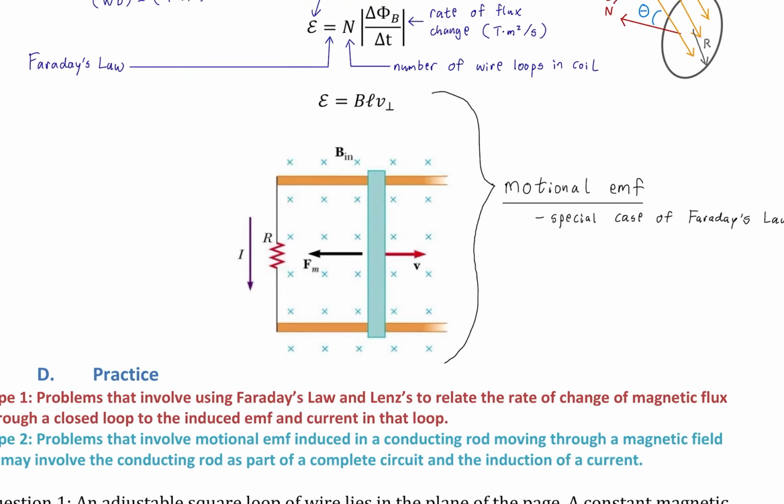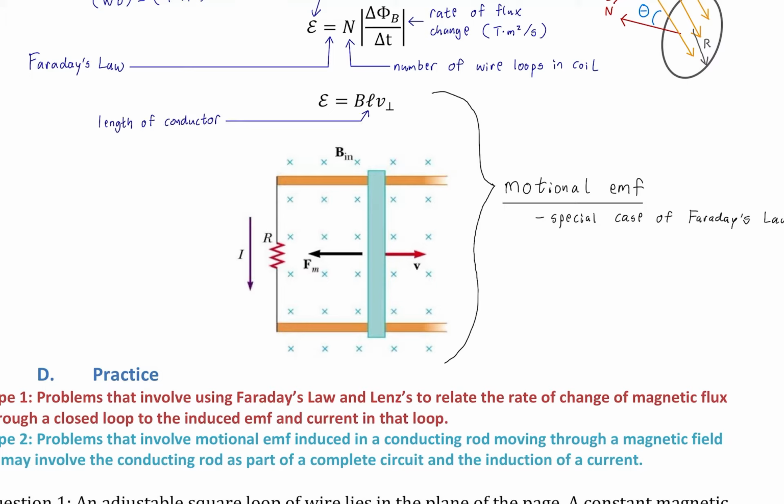So motional EMF is both this picture and this equation. I included the picture just to kind of make sense of what it is. Motional EMF is all about a conductor that is part of a circuit, usually, that then is moving, right? So the motional part is because the conductor has a certain velocity. It's moving through a magnetic field, okay?